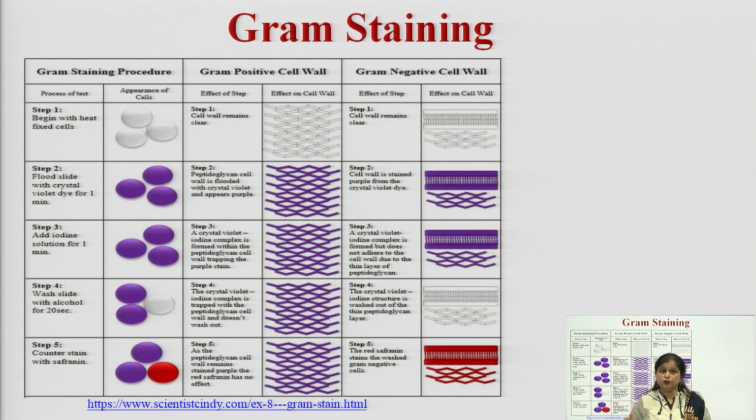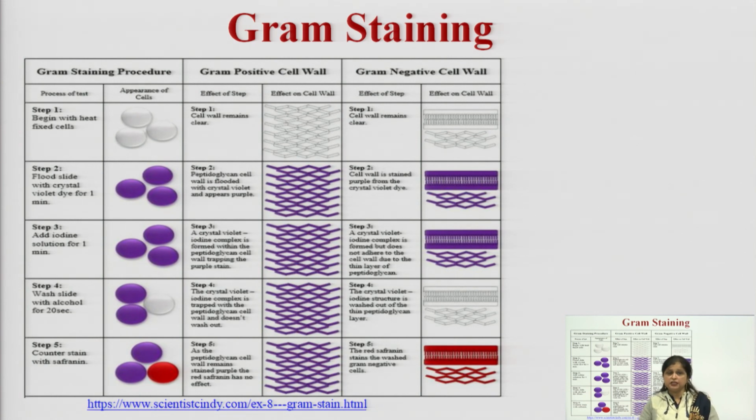Once you have diluted the sample, you will take the slide and place that sample of bacterial suspension on it, the bacteria you want to find out are gram positive or gram negative. Once placed, you spread that drop of microorganisms on the slide with the help of a glass rod or an inoculating loop.